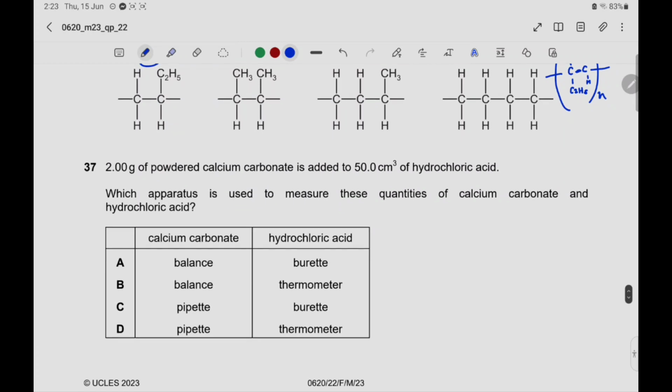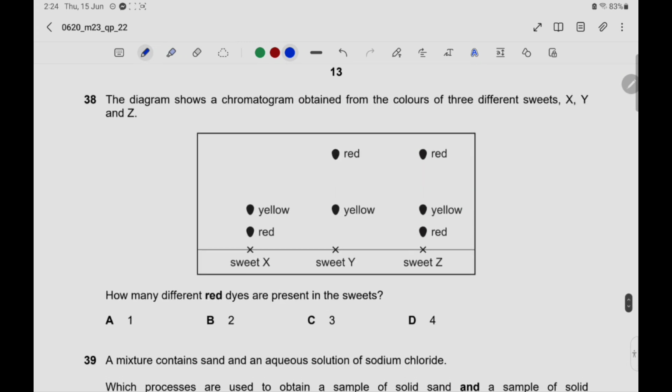So let's see here, 2 grams of calcium carbonate added to 50 cm3 hydrochloric acid. Which one need to measure the quantities of calcium carbonate and hydrochloric acid? Very obvious. Mass. How can you use pipette for mass? No way, right? And for hydrochloric acid, you can't measure with thermometer, right? Wow, this is like 3 marks. Question answer A.